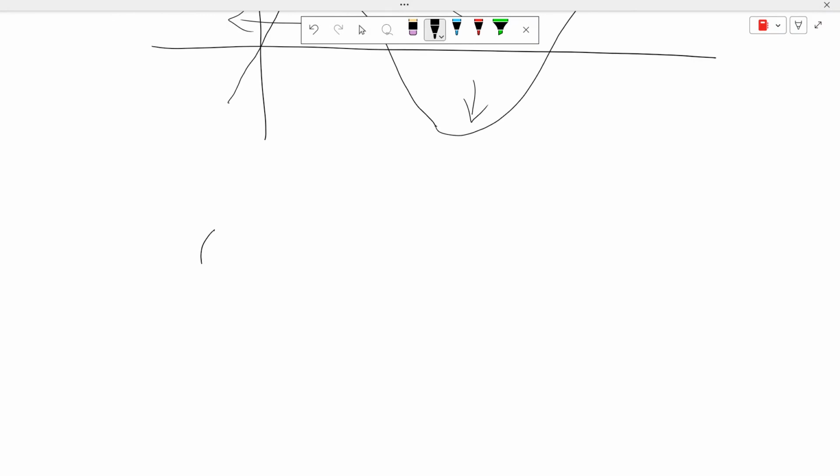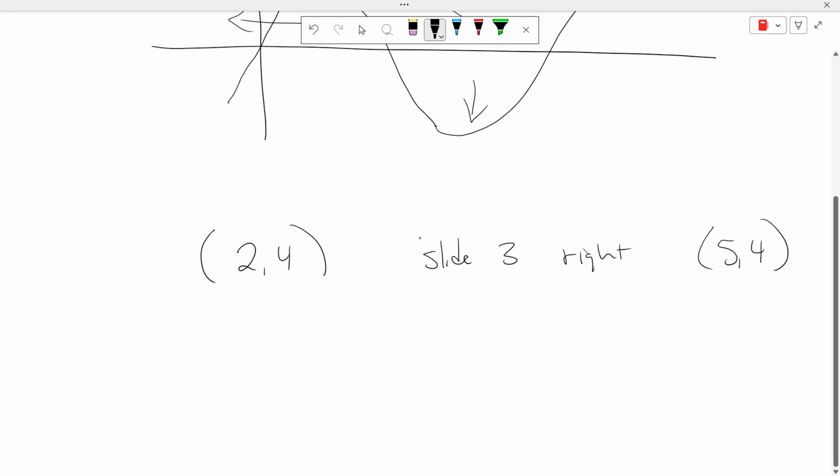So, if we have a point at 2, 4, and we slide 3 to the right, where does it become? It goes to 5, 4. You slid it 3 up there, Mr. Wolf. Okay? But in trig, we'll have something like pi over 2, 4.